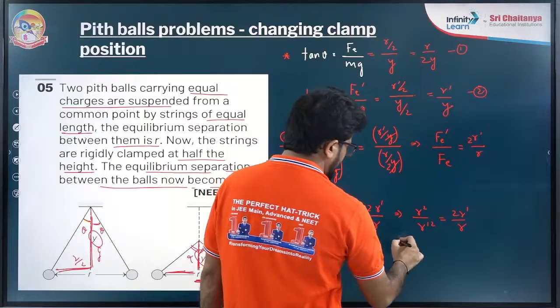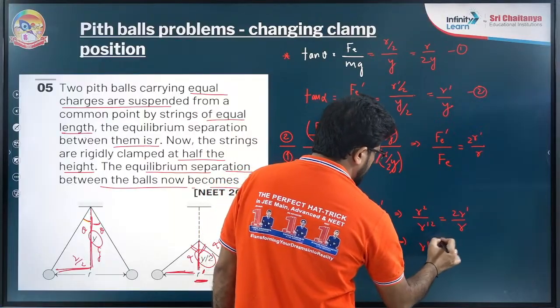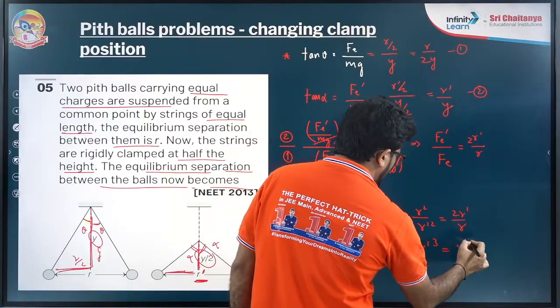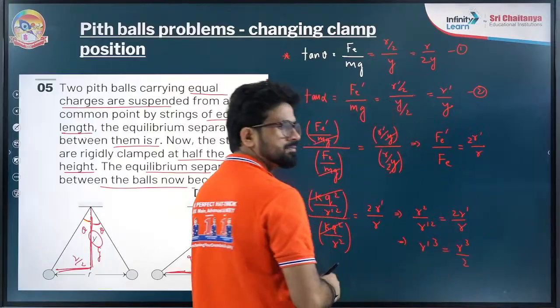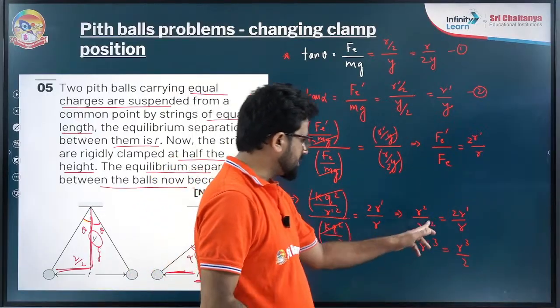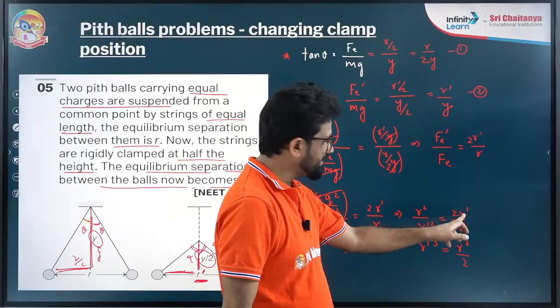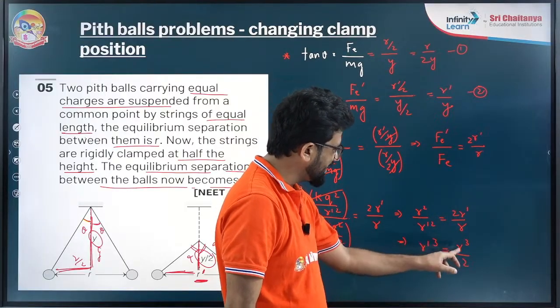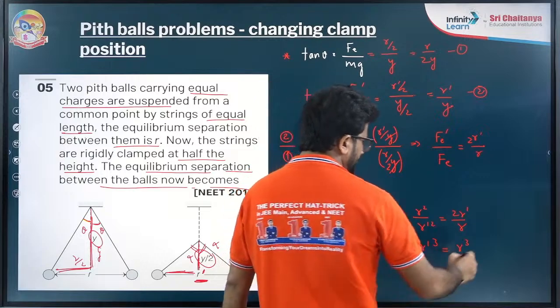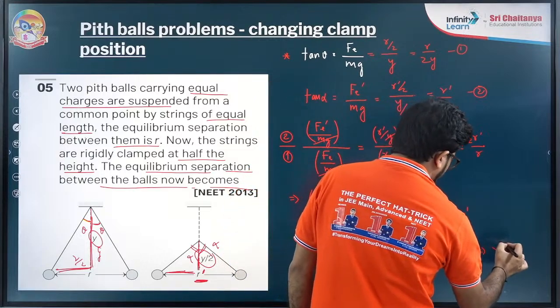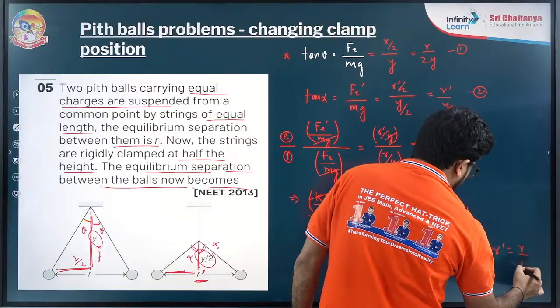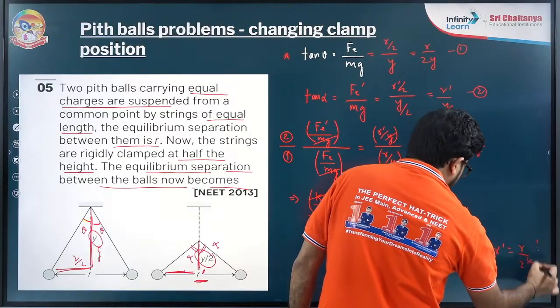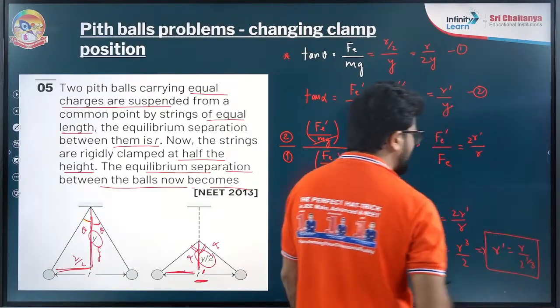Very simple thing. You can say r prime cube is equal to r cube by 2. I am writing again: this r prime square going to the right hand side becomes r prime cube, and this 2 is also on this side, so we can write r cube by 2. So from here r prime is equal to r upon 2 to the power 1 by 3. That is the answer of this question.